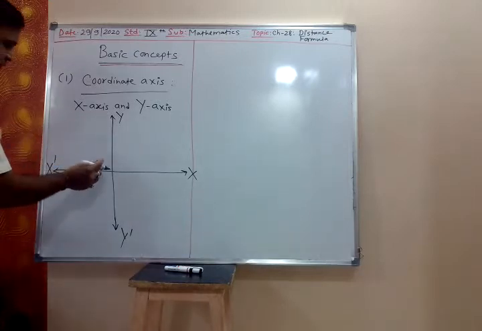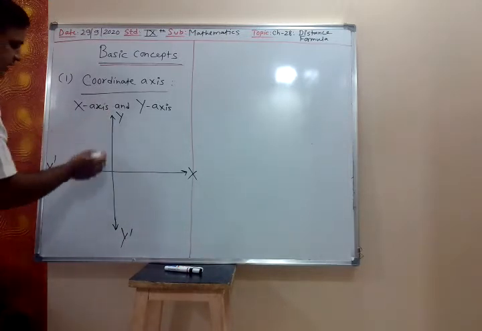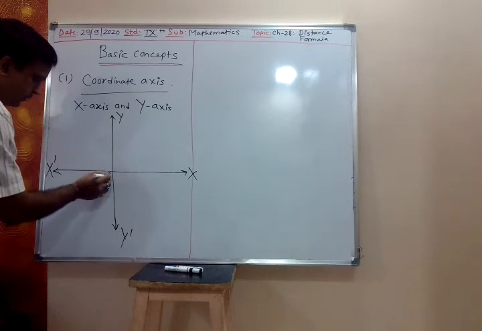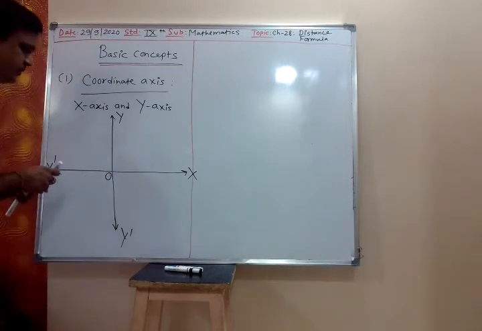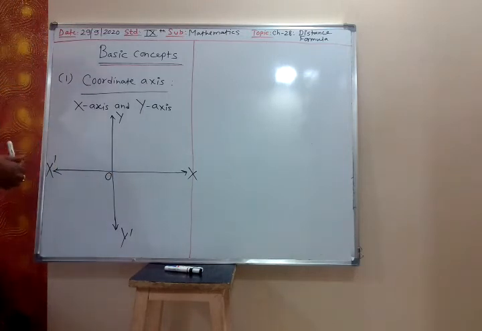Where the x-axis and y-axis meet, that is my O. This O is called origin.